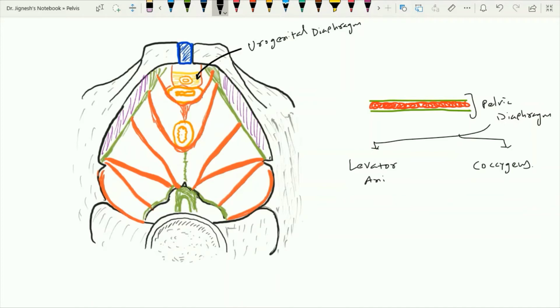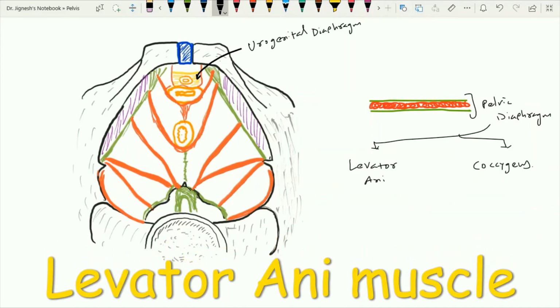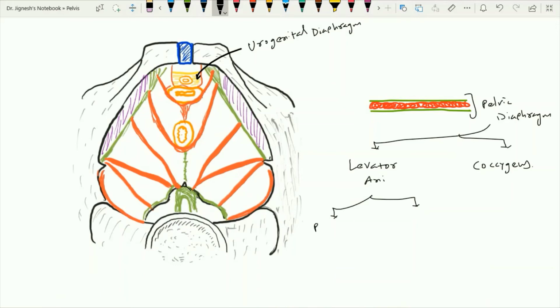First of all, we are going to see the levator ani muscle. This levator ani muscle has two parts. One arises from the pubis and inserts onto the coccyx, and this muscle is called the pubococcygeus muscle. And another muscle arises from the ilium and inserts over the coccyx, and this muscle is the iliococcygeus muscle.